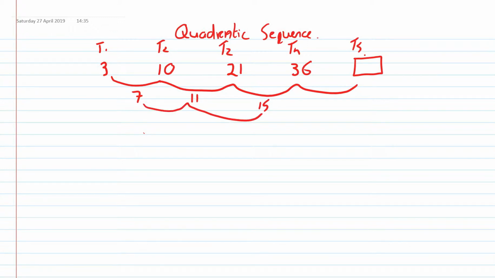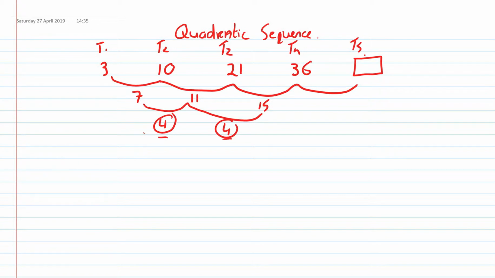We go again now, we see what the second difference is. That's a jump of 4, and that's a jump of 4. They're the same. If the second difference is the same, well then it's a quadratic sequence. Okay? We need to know that. First difference is the same, it's a linear sequence. Second difference is the same, it's a quadratic sequence.